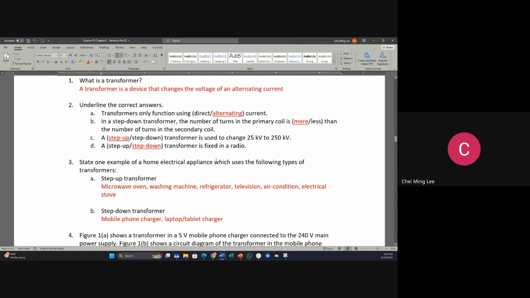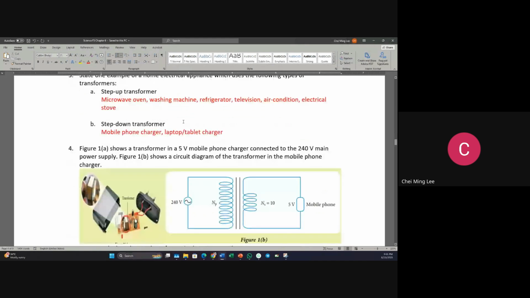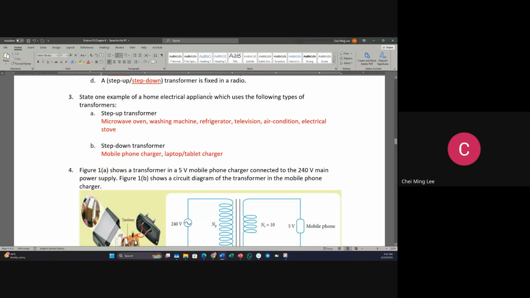Okay. Now, state one example of a home electrical appliance which uses the following type of transformer. For step-up transformer: microwave, washing machine, refrigerator, television, air conditioner, and electric stove. Normally, those with high power usage need a step-up transformer. While for step-down transformer, it's like your phone charger, laptop charger, tablet charger, all this.